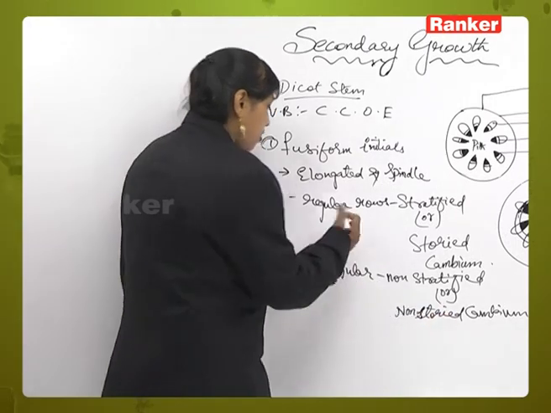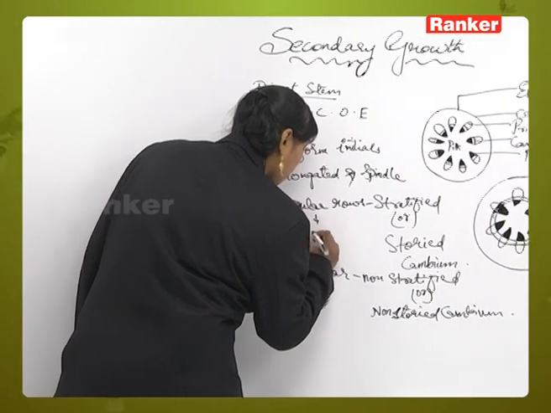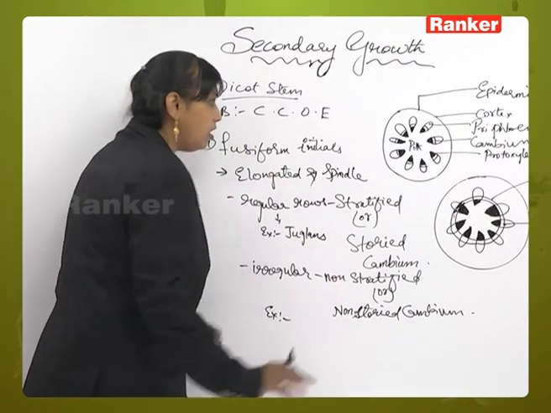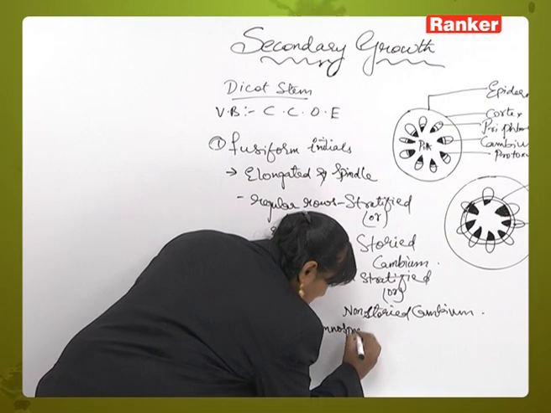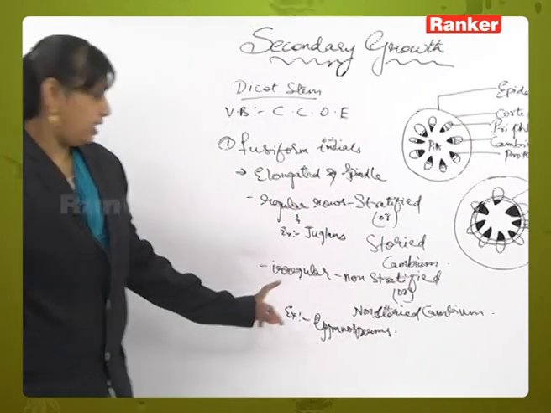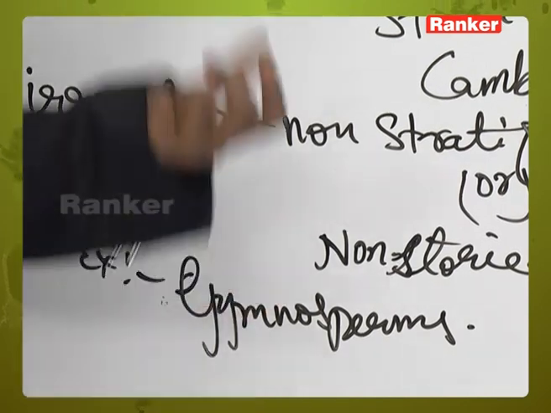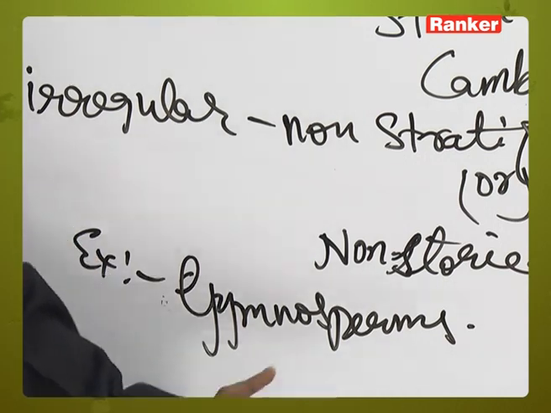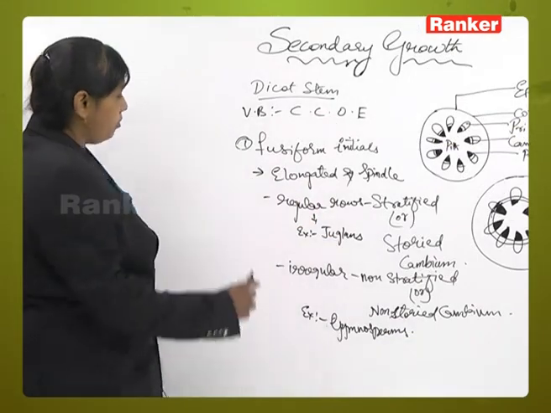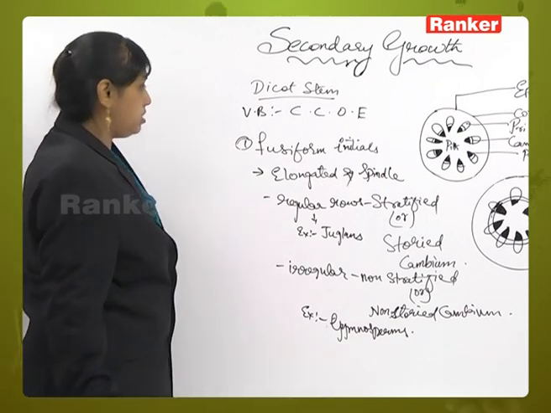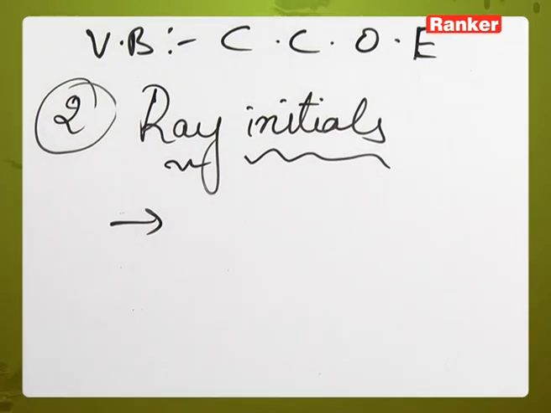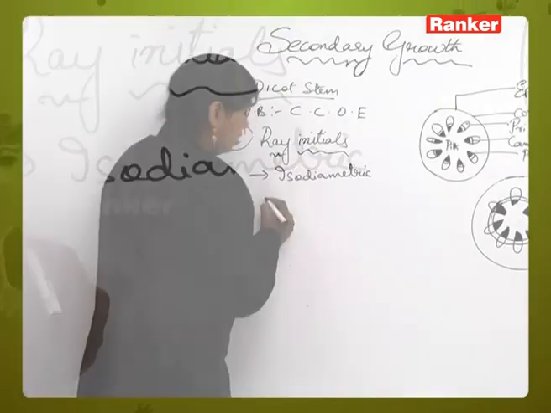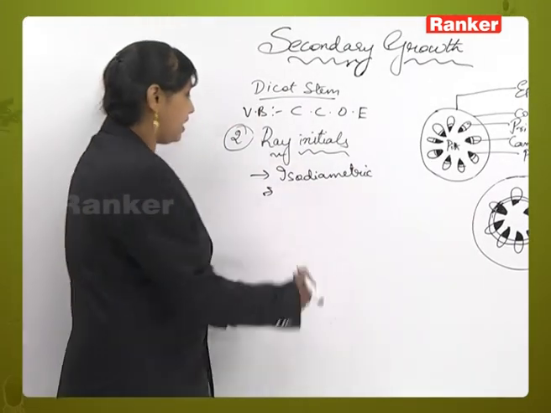You can take an example of the cambium and the xylem and phloem tissue which exhibit a non-stratified condition in the case of the gymnosperms. Okay, this is about fusiform initials. Now, when we come to the second one, that is ray initials. Here in ray initials, the cells are isodiametric, and this will give rise to the presence of secondary medullary rays.